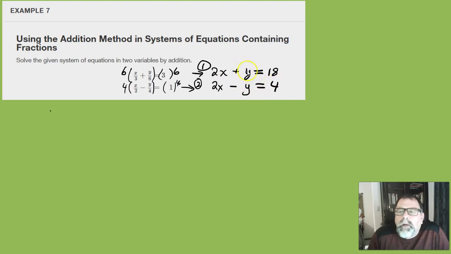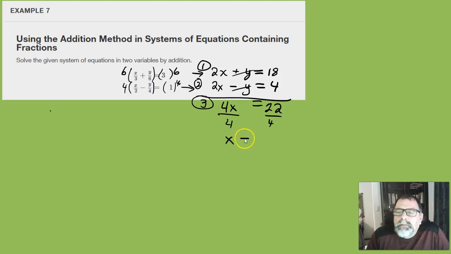And look, the y's are going to cancel, so we don't have to do another step, like we did in the last problem, to get two of the coefficients to be opposite signs in the same number. All right, so if we just add these, 2x plus 2x is 4x, plus y minus y, those would cancel. And then 18 plus 4 is 22. And then divide both sides by 4. We get, you can reduce this, divide by 2, so you get 11 halves.